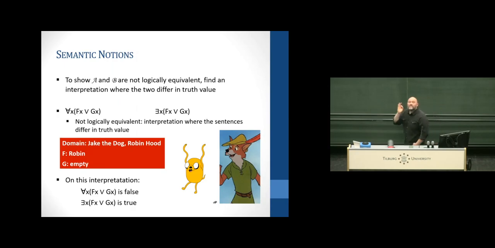Note, it doesn't matter that if we plugged in Jake as the X, the sentence would be false. Doesn't matter, because the existential says, hey, there's at least one thing in the domain that does the job. There could be a billion things that don't, but if there's even one, the existential's true. So this interpretation shows us that these two sentences are not equivalent.